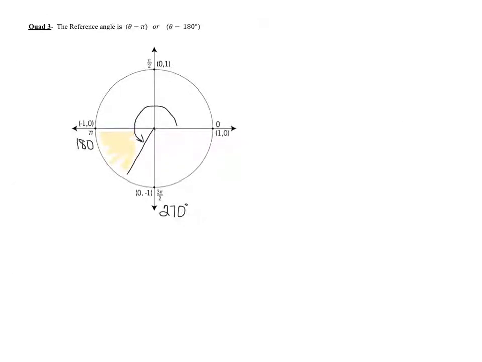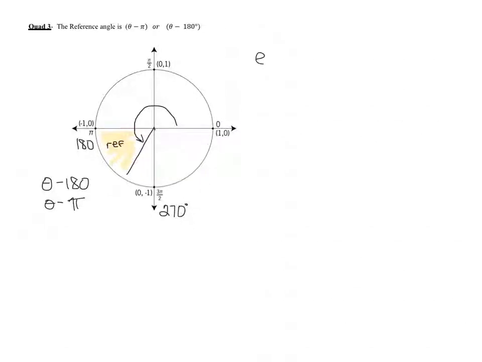So in this case, to find the reference angle, we would take the angle itself, which since it's larger than 180 degrees, we would subtract off 180, or we'd subtract off pi, depending on which one we're looking at, degrees or radians. That should give us our reference angle. See, our reference would be right here.